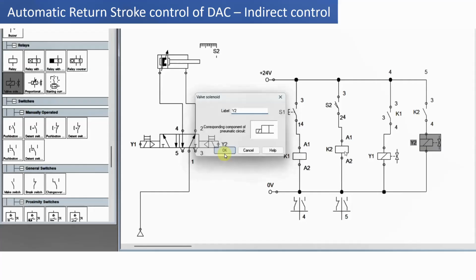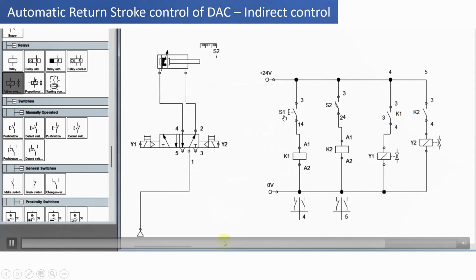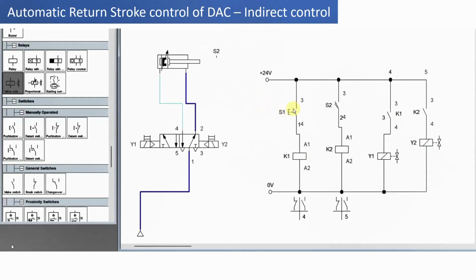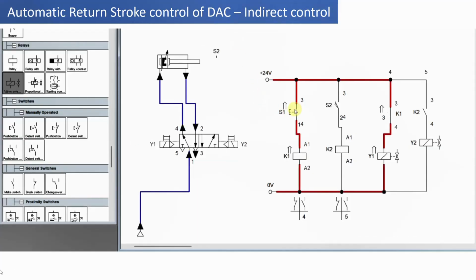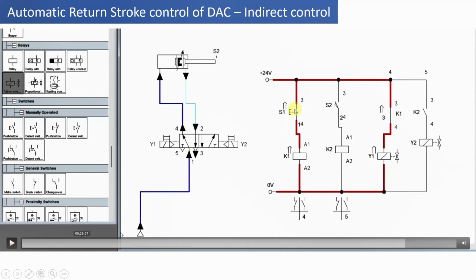And now you have to press manually this switch S1 such that it will energize the relay K1. And as the relay K1 gets energized, it will close this switch K1, Y1 will get energized, and the valve will be in the left envelope mode. Compressed air will be entering from 1 to 4 and will cause the piston to move in the forward direction.